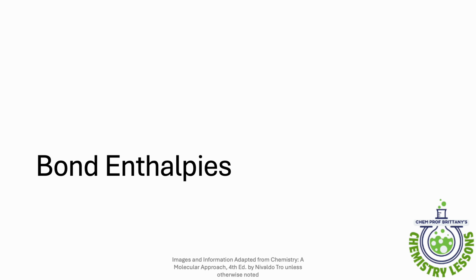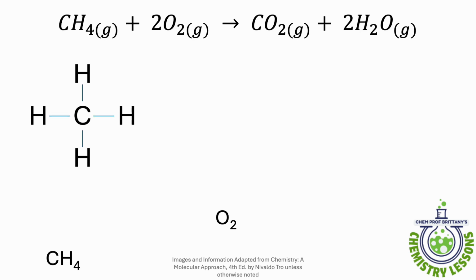So we are going to use the enthalpy associated with a given bond to figure out the energy of the entire reaction, because we're going to do it with all the bonds. Right? So in this reaction, we have methane gas and oxygen reacting in a combustion reaction to give us carbon dioxide and water. Right? So we have these carbon-hydrogen bonds.